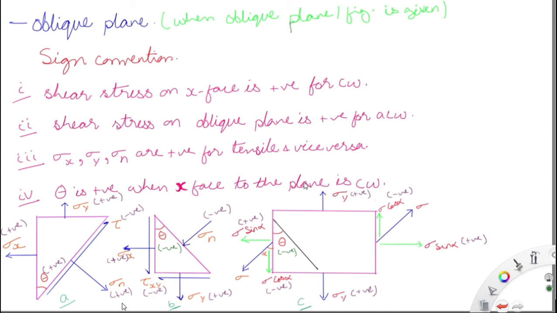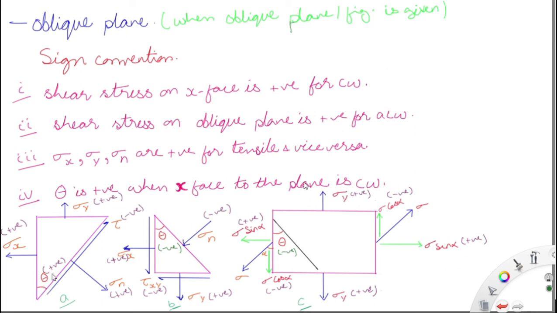So in the first figure you can see this is sigma x, this is sigma y and this is sigma n. Both are of tensile nature, hence all these three are positive values. Once again, theta from the x face to the plane is clockwise, hence it's a positive value. Theta is positive when from the x face to the plane is clockwise.